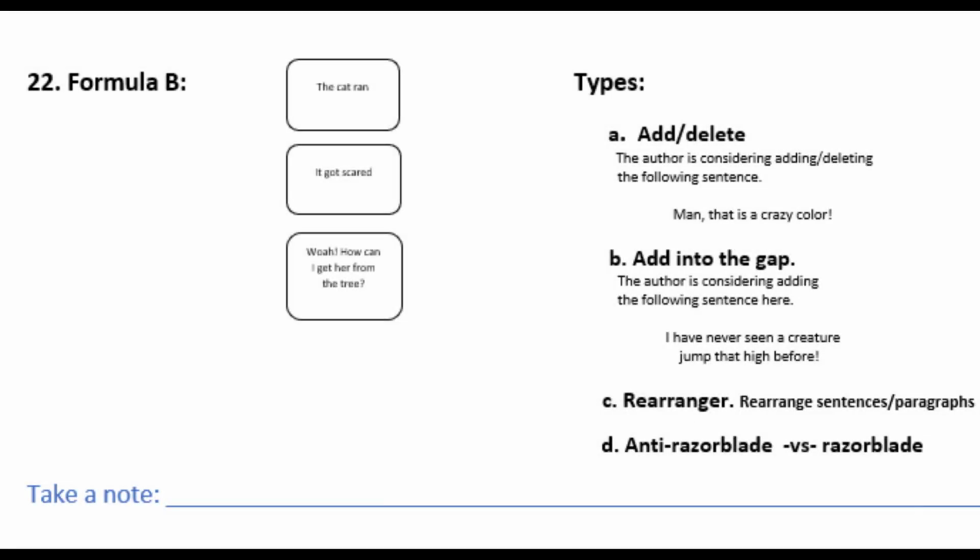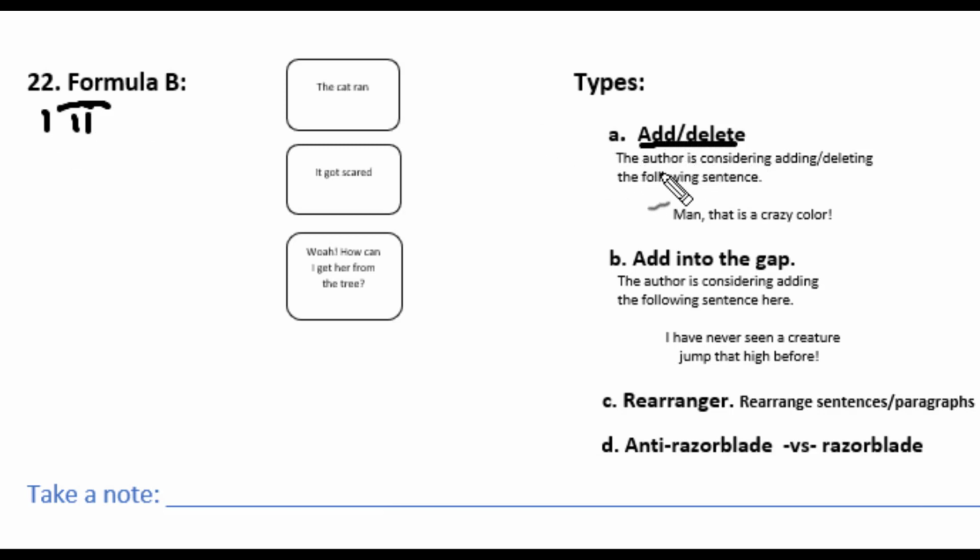Moving right along, it's Formula B, rhetorical skills, kids. What the heck is that? All right, so rhetorical skills is basically going to deal with one particular paragraph, okay? So when we're dealing with one paragraph, let's just pick the first paragraph here. The author is going to add or delete a sentence.